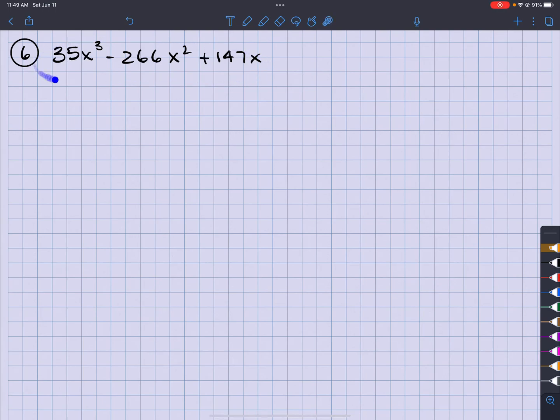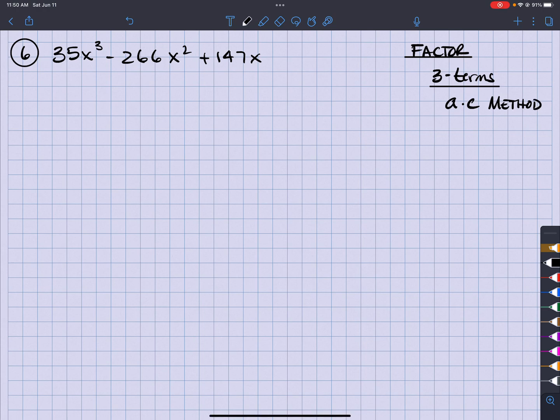So here, again, we are into factoring. How many terms do we have? We have 3 terms. And with 3 terms, what do we do? We do the AC method. But before we even do the AC method, what I need to do is find out if I have a GCF.